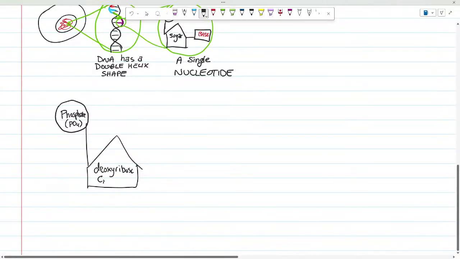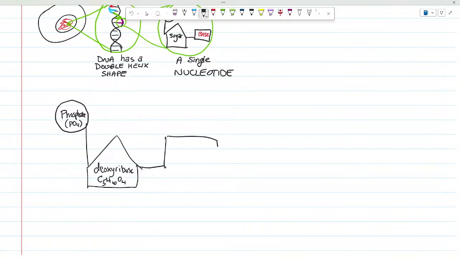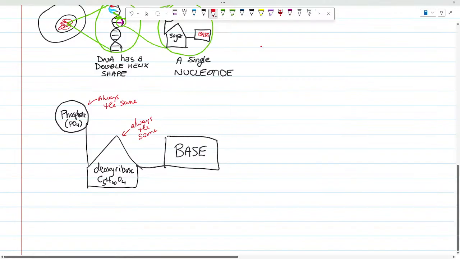You do not need to know that. You don't need to know either of those things. I'm just putting it there so you have a sense. Does that make sense? And then here, I can only write base because this is always the same. But the base is variable. There are 4 different bases.